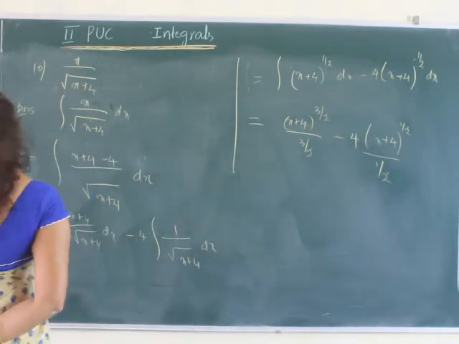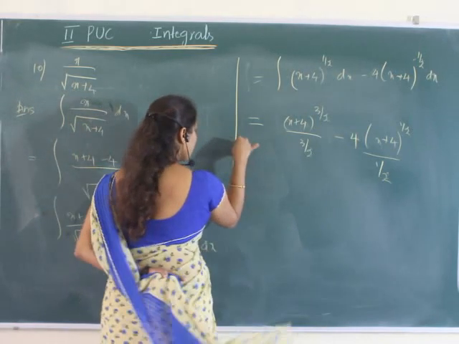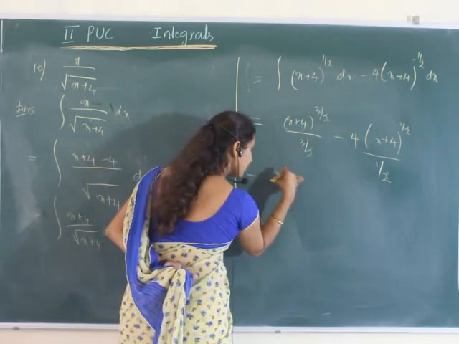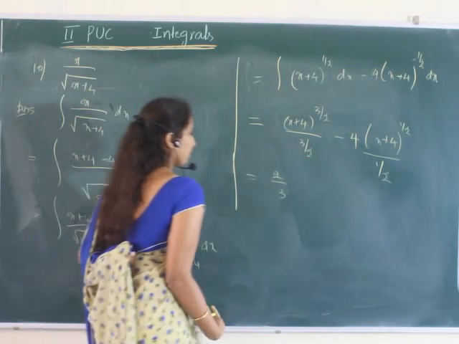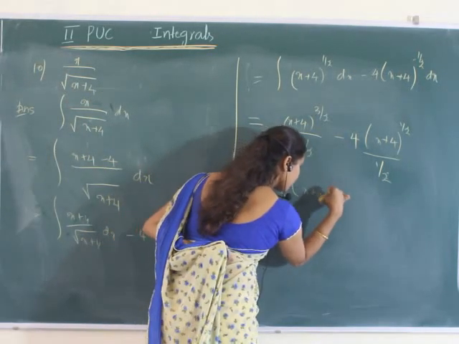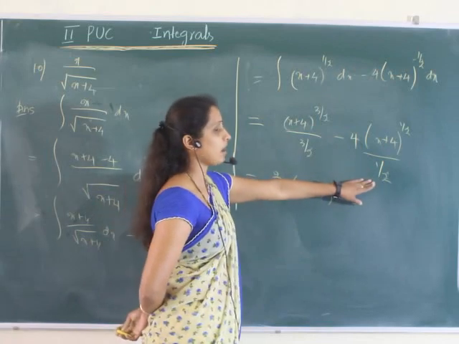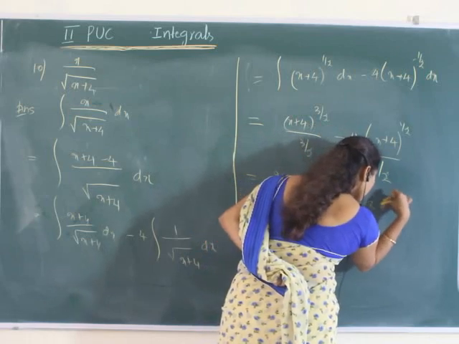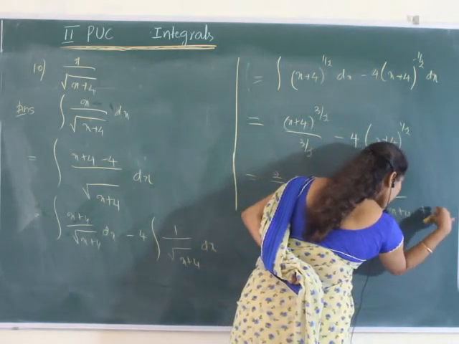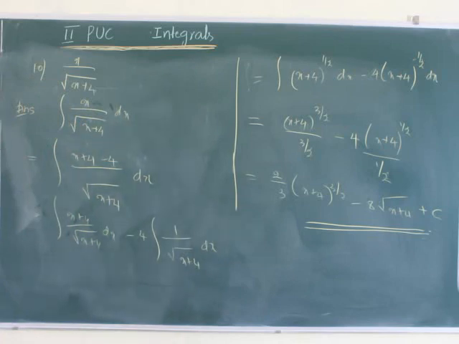So this will be equal to, when it goes to the numerator, 2 by 3 into x plus 4 to the power 3 by 2, minus 4 times, when half goes to numerator that becomes 8, 8 into root x plus 4, writing x plus 4 to the power half as root x plus 4. So these are the problems.